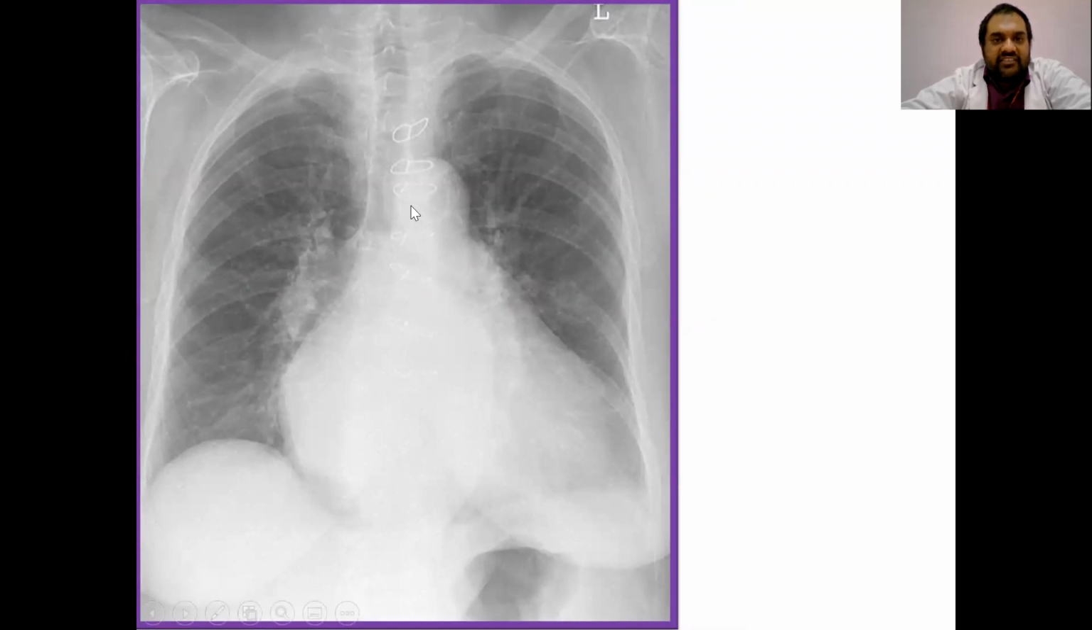This is a frontal chest radiograph. We can see numerous sternotomy wires. You can see the massive, moderate to severe cardiomegaly. You can see right atrial enlargement, right ventricular enlargement. The features are suggestive of mitral regurgitation.